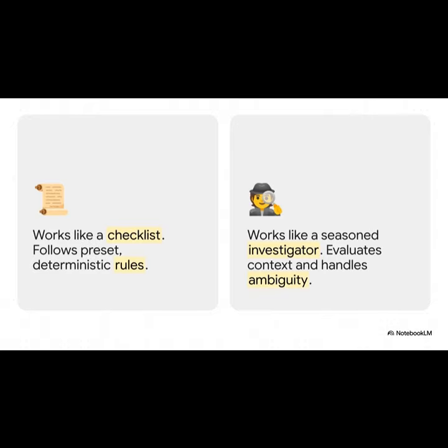I think this comparison just nails it. Old school automation, it's a checklist. If step 3B goes wrong, the whole thing just breaks. But an AI agent, it's more like a seasoned investigator. It hits a dead end, it can backtrack. It gets new information, it changes its approach. It can handle the messy, ambiguous, real world. This isn't just a minor upgrade, it's a totally different ballgame.